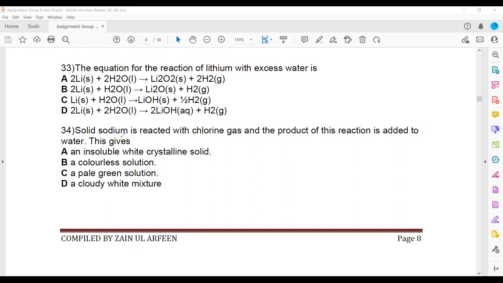Then the next one: solid sodium reacts with chlorine, and the product of this reaction is added to water. So it will form sodium chloride, and sodium chloride is a soluble salt. Like most chlorides are soluble, so sodium chloride is also, except silver, mercury, and lead. So if it's a soluble salt, then what is the appearance? It will be colorless, because group 1, 2, 3, their compounds are white solid.